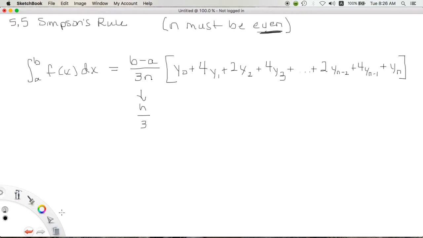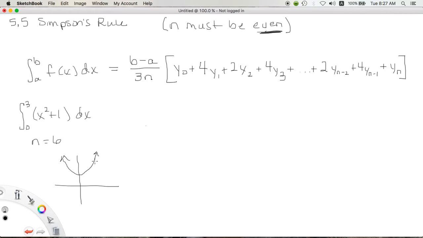So let's try an example using Simpson's rule. Let's say we want to find the area under the curve from 0 to 3 of x squared plus 1, and we want 6 subintervals. So what we've got here is this parabola, and we're going from 0 to 3, and we want to know the area under this curve. Of course, we can just integrate it and get an exact value, but we're going to go ahead and use Simpson's method to figure it out.